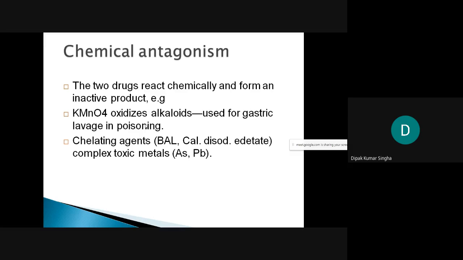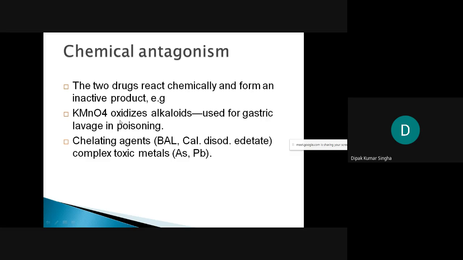This is physical antagonism. Now chemical antagonism: two drugs react chemically to form an inactive product. For example, potassium permanganate oxidizes alkaloids and is used for gastric lavage in poisoning. I think all of you know that in poisoning cases, sometimes suicidal cases, people take some poisons. In that case, gastric lavage, or washing of the stomach, is done basically with potassium permanganate.